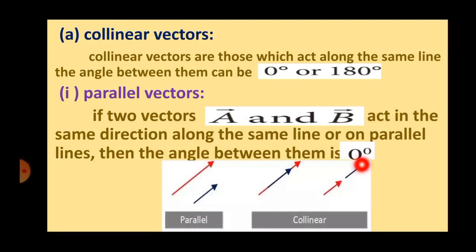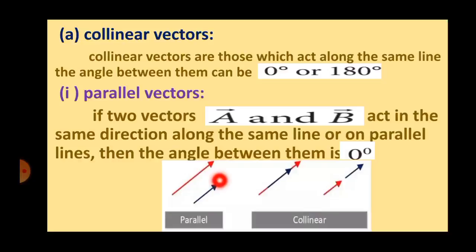Now, like vectors. Two vectors are said to be like if they have the same direction but different magnitude. Now see the diagram, the red and blue lines. Both have the same direction but different magnitude. This is a like vector.